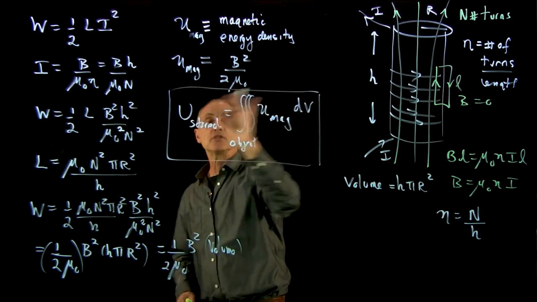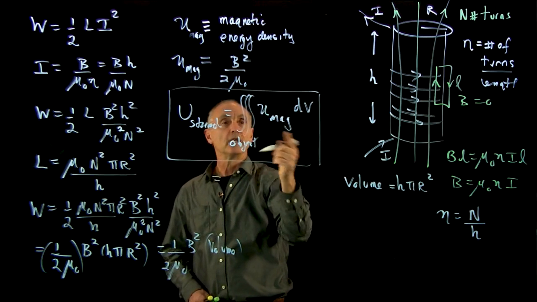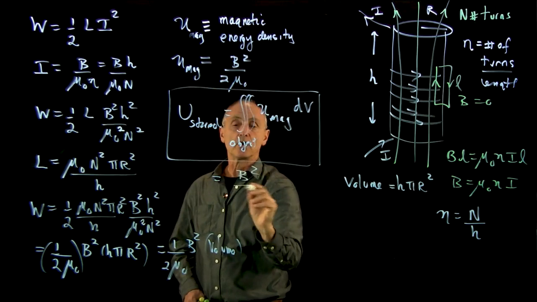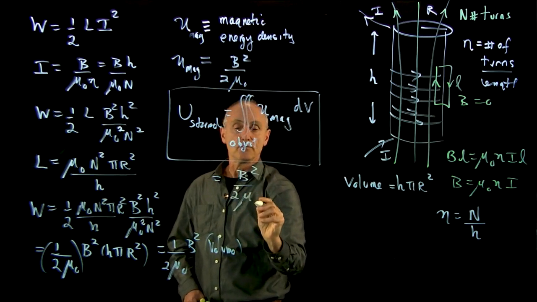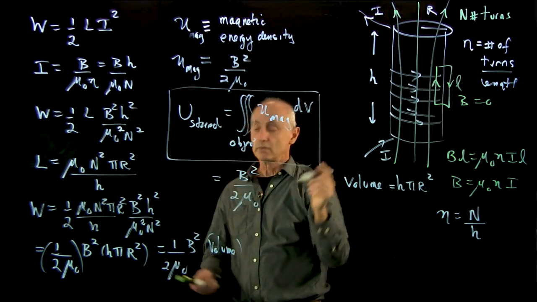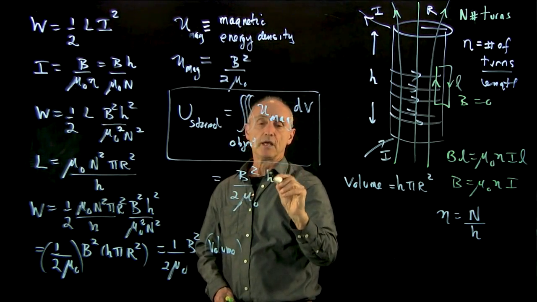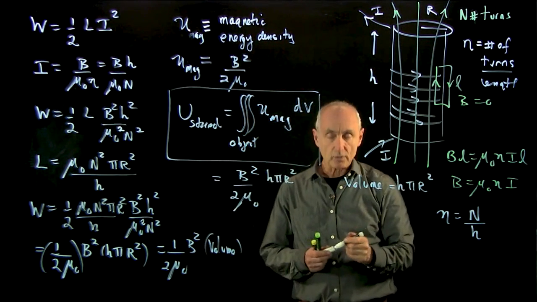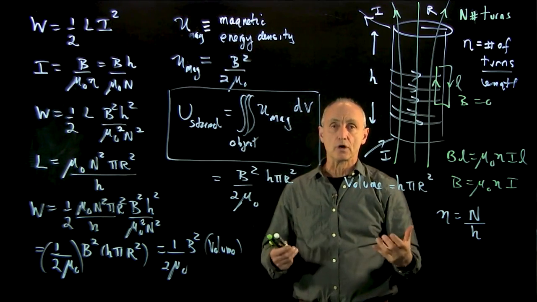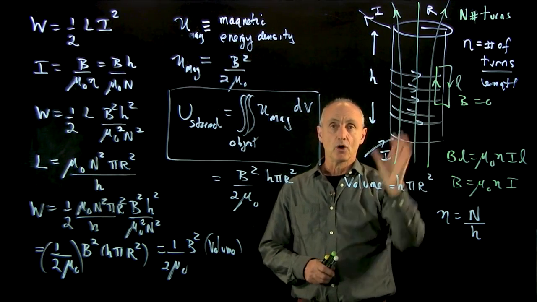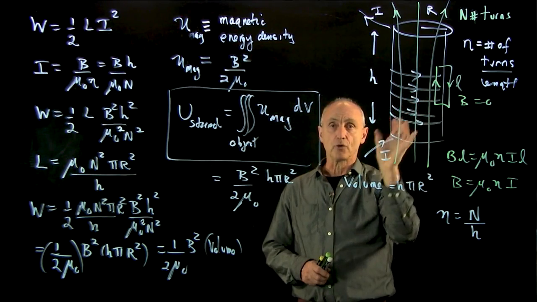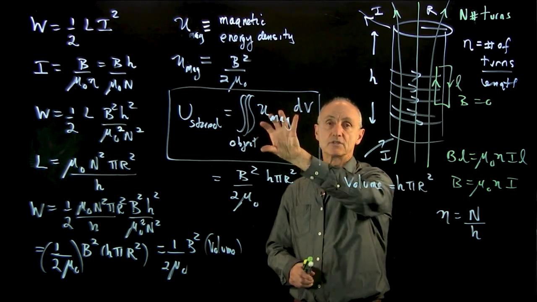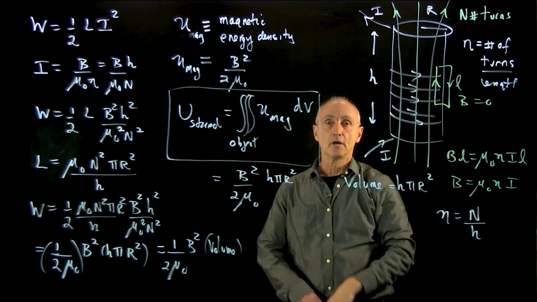For our simple case of the solenoid, the energy density is constant, and that's just B squared over 2 mu naught times the volume, and that's the result we have down here, h pi r squared. And so that's how we talk about energy stored in magnetic fields. When the magnetic field is non-uniform, like in toroids, we're going to learn how to calculate this energy explicitly by integration.